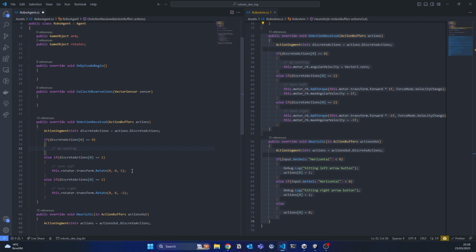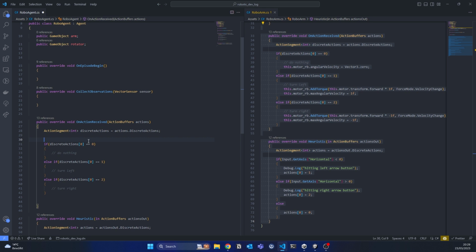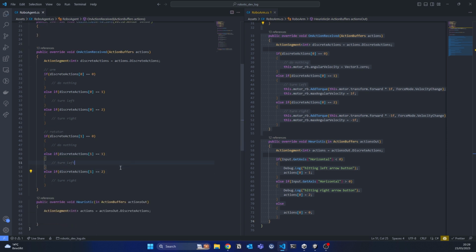If it is 1, rotate left. If it is 2, rotate right. And then we're going to check this is going to be the arm, and this is going to be our rotator. Probably a similar thing is going to happen here, but of course we need to change the branch. So we're going to have a different branch, just like that. All right.